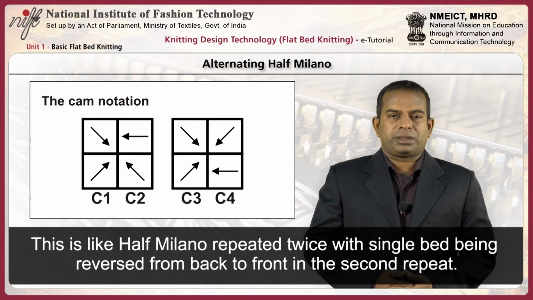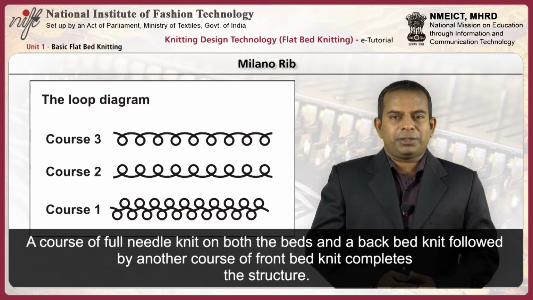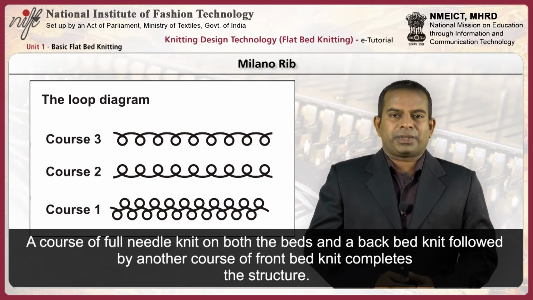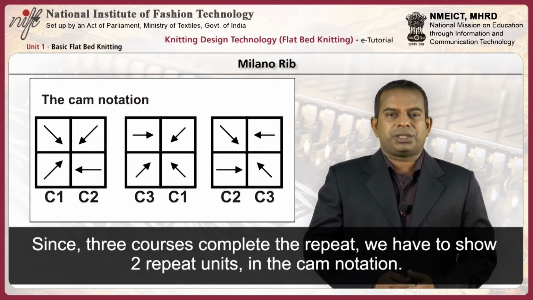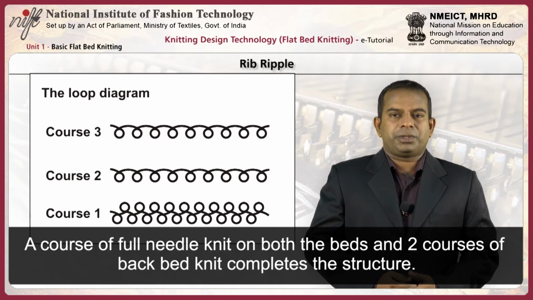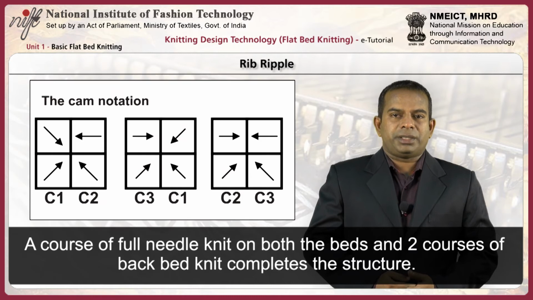To produce Milano rib, start with a course of full needle knit on both the beds and a back bed knit followed by another course of front bed knit to complete the structure. Since 3 courses complete the repeat, we have to show 2 repeat units in the cam notation. To produce rib ripple, start with a course of full needle knit on both the beds and 2 courses of back bed knit to complete the structure.